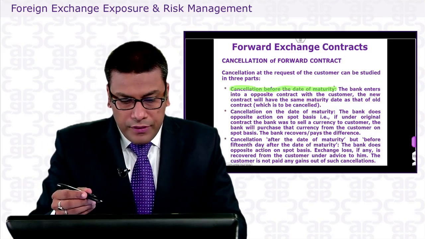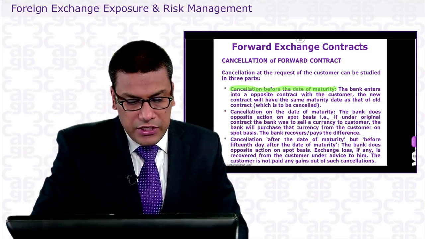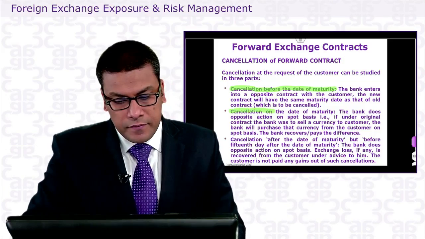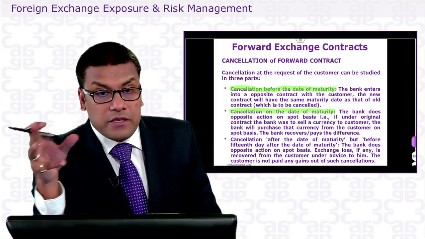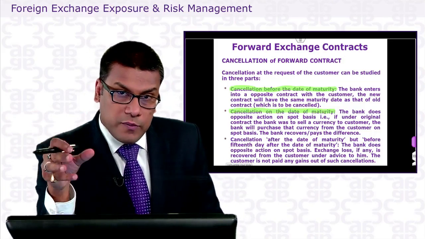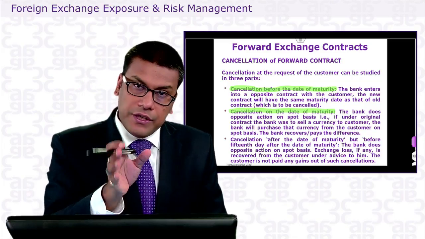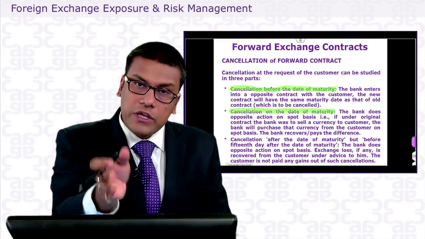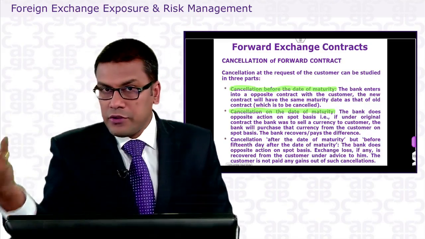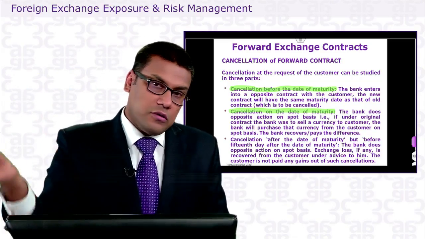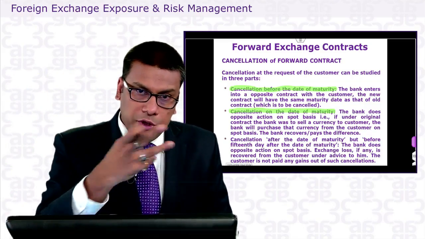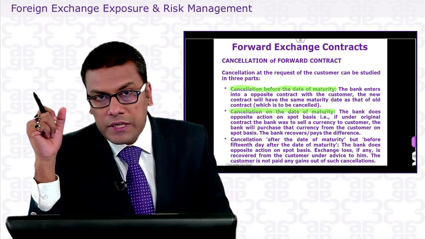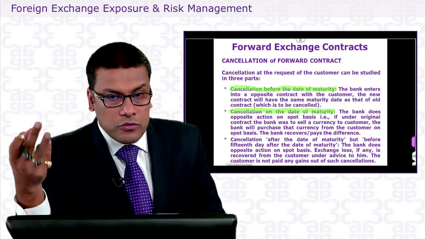Now, if the cancellation is on the due date, the bank does the opposite action in the spot market. That means if it's on the due date, it does not have to take up a forward contract. Today it was supposed to take your money and give it to its obligation, or take from its obligation and give it to you, depending upon whether it was a purchase or sell contract at your end. So it would do the opposite.